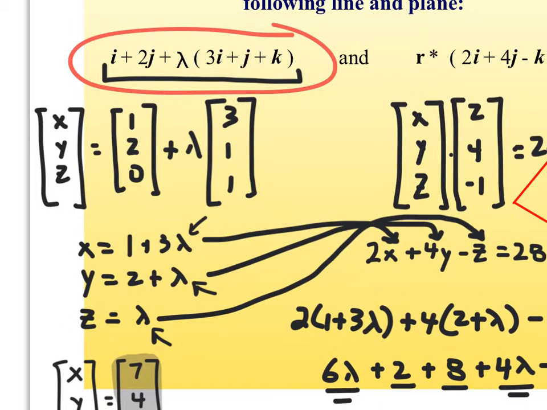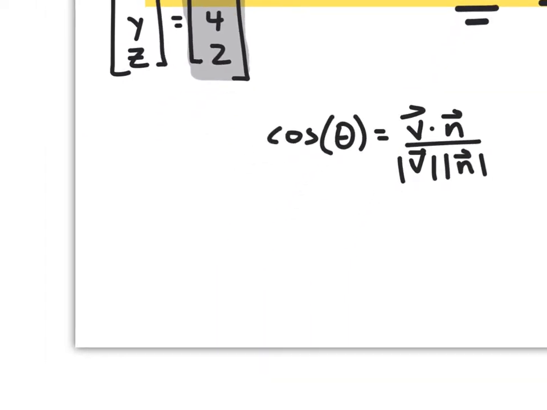Here's our line, or our vector representation of our line. The only piece of this that I want to call v is the direction vector. So v is 3, 1, 1.